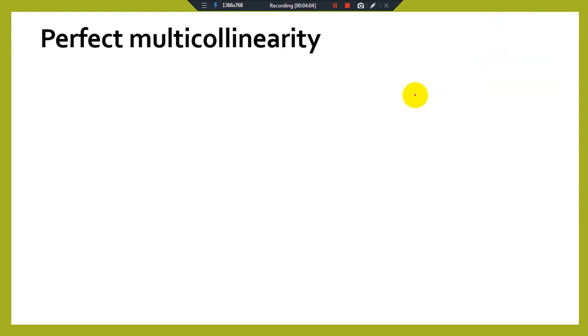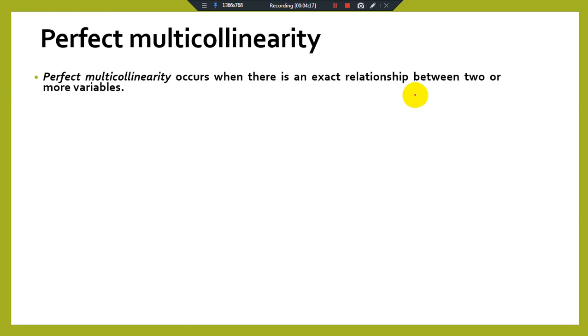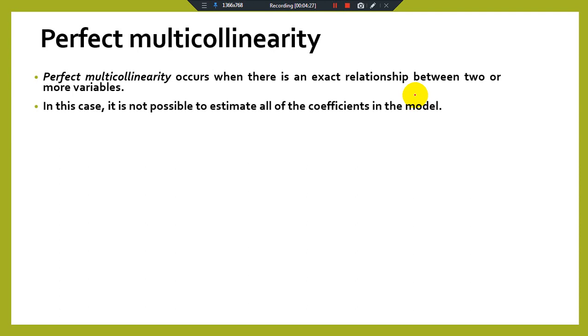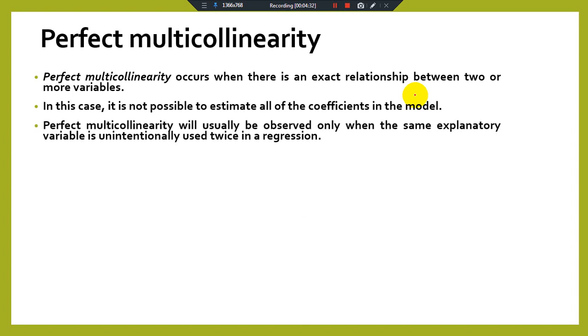There are two main types of multicollinearity. The first one is perfect multicollinearity, the second one is imperfect multicollinearity or near multicollinearity. Let's explain perfect multicollinearity. Perfect multicollinearity occurs when there is an exact relationship between two or more variables. In this case, it is not possible to estimate all of the coefficients in the model. It will usually be observed only when the same explanatory variable is unintentionally used twice in a regression.